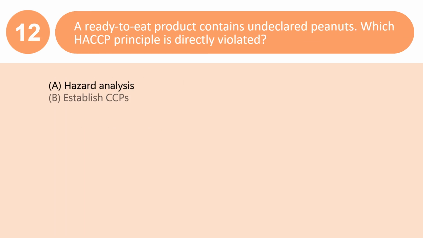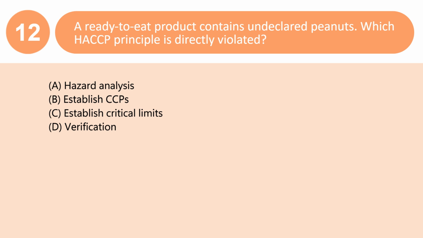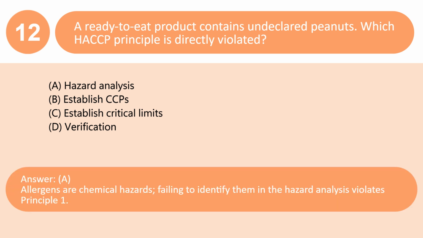A ready-to-eat product contains undeclared peanuts. Which HACCP principle is directly violated? A. Hazard analysis. B. Establish CCPs. C. Establish critical limits. D. Verification. Answer: A. Allergens are chemical hazards.